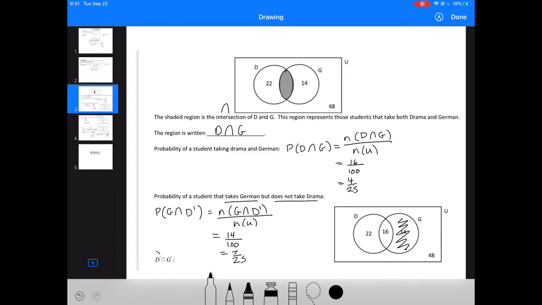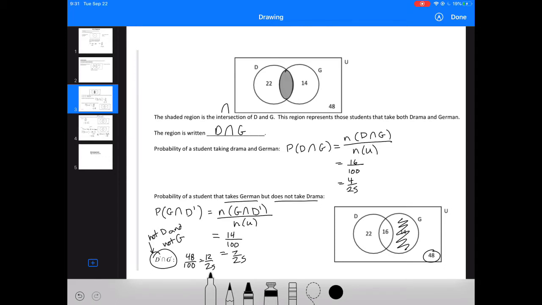Another set that you'll see here is not drama and not German. So those are our students in that 48 group. They don't take either. So the probability would be 48 over 100 for them, which would be 12 over 25. And this is read as not D and not G.